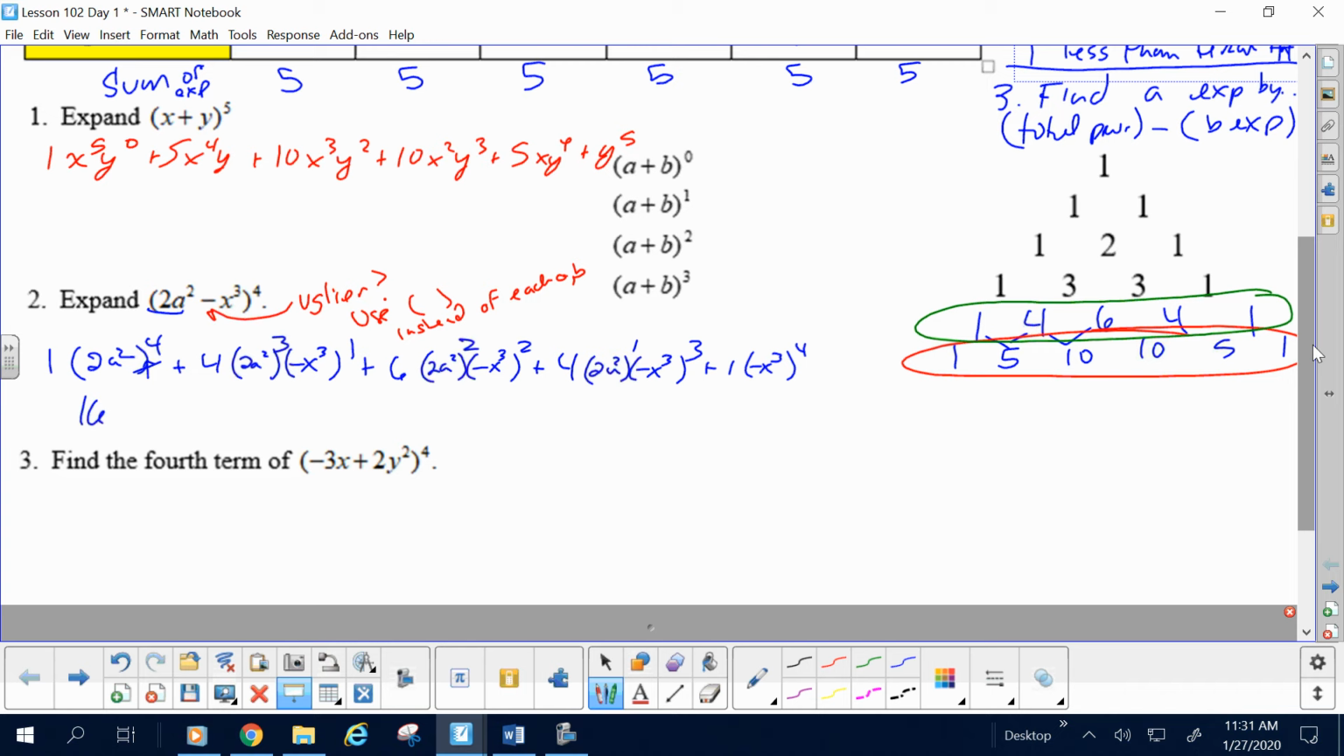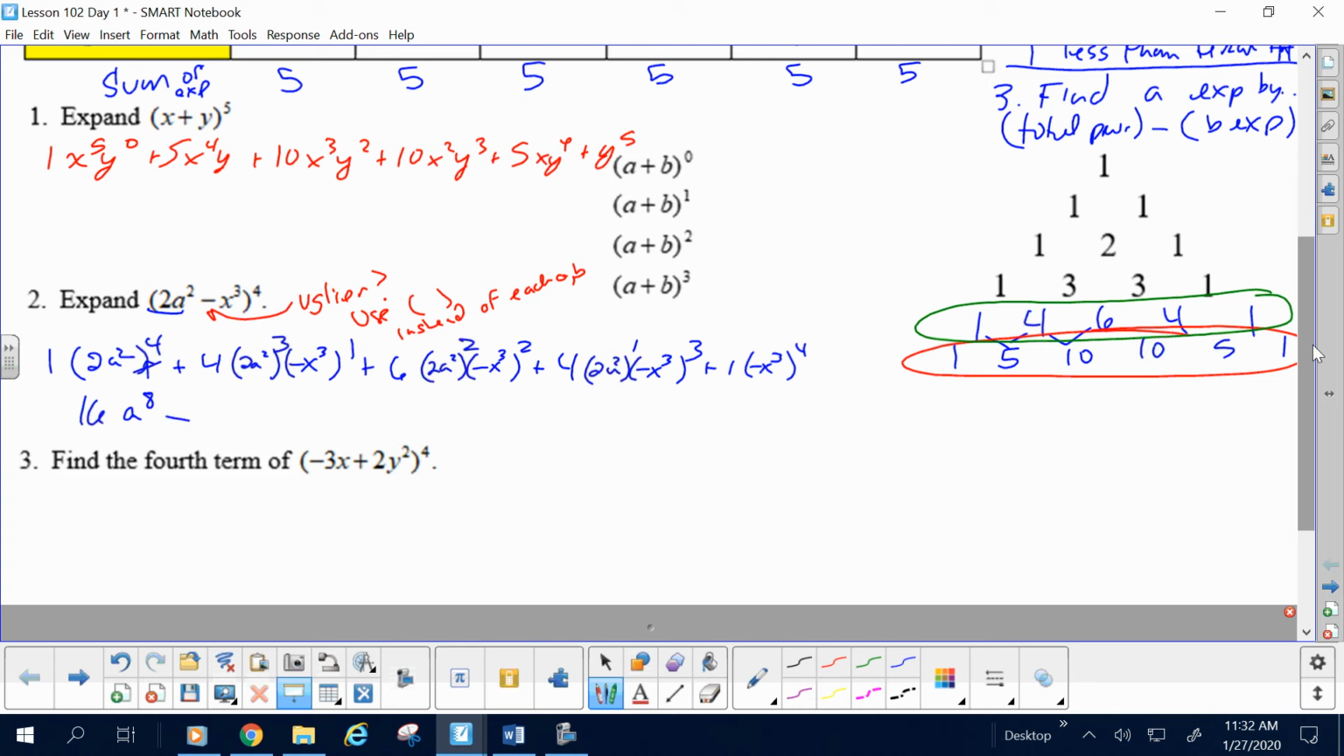a squared to the 4th means a squared times itself 4 times, yeah? So how many a's do I have? I have 8, so what do I do? Multiply them. 16a to the 8. Plus, actually not plus, let's do the sign first. Positive or negative? Negative, because we have a negative to an odd power, that's a negative.